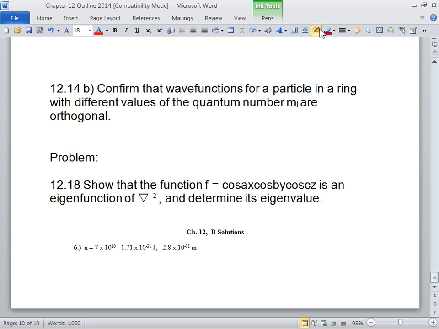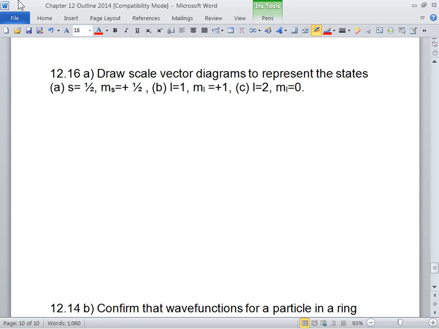Oh, here's the one I was talking about, drawing this stuff. I knew there was one in here. Again, these guys should be little cursive L's. Somehow I can't get it to work so well. Draw scale vector diagrams to represent the states. We didn't call these vector diagrams. We called them projections. Same thing.